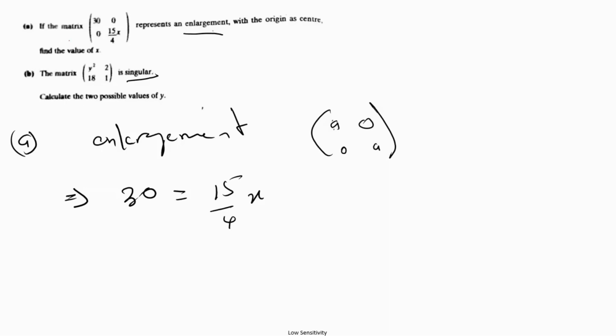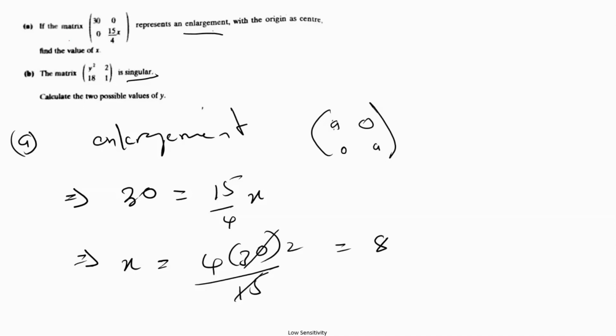So now we can easily solve for x here. Therefore, x is going to be equal to 4 times 30 over 15. We know what this is. This is 2, so x equals 8. So that was a nice one, easy to solve. All right, then let's go to the second question.